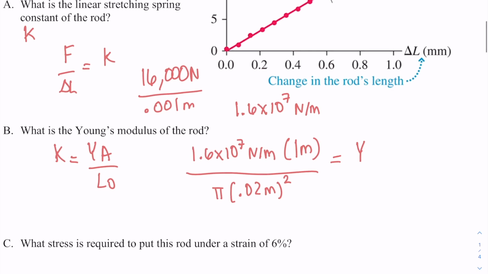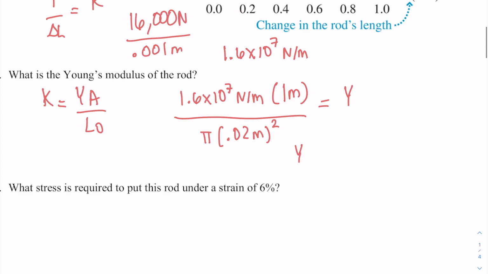My bad, I multiplied the length of the rod over. So here's the spring constant times the length of the rod, and then divided by the cross-sectional area, which is pi r squared. I got around 1.27 times 10 to the 10th for my Young's modulus. I used 3.14 for pi just because I couldn't find my graphing calculator, so I'm just using a basic scientific one.